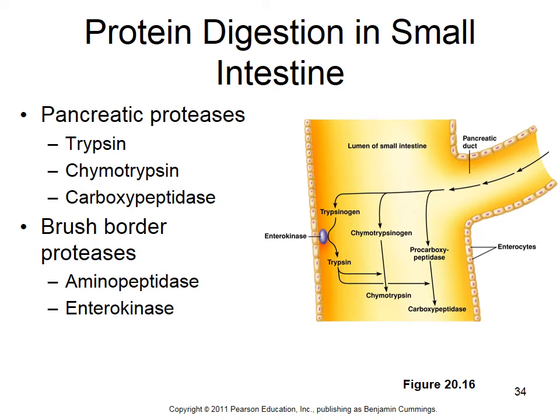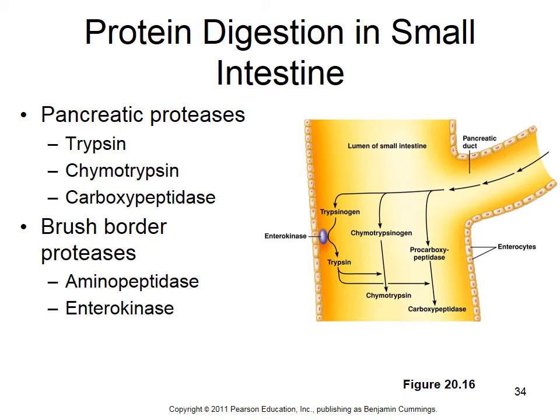Okay, and then trypsin also directly breaks peptide bonds in exogenous protein as well. Okay, so not only is trypsin a proteolytic enzyme for exogenous protein, it also activates 2 endogenous proteolytic enzymes.